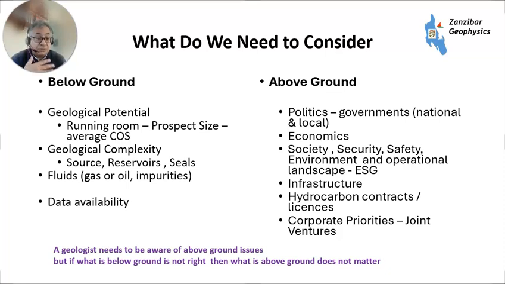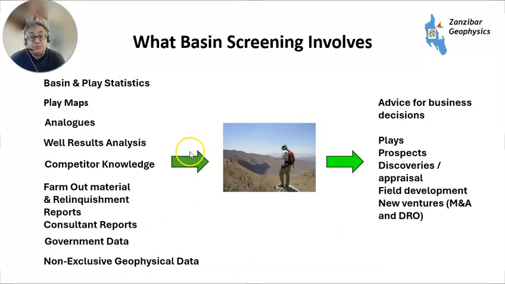And what are your fluids? So gas, oil, and impurities. And I have a video on my channel looking at non-hydrocarbon gases, which is actually quite a big issue. And what's the available data we have? So while a geologist focuses on this, the below ground, you need to be aware of above ground. So if the below ground is not right, the above ground doesn't matter at all, but you need to understand the above ground. You don't need to be fully driven. If something is absolutely wonderful prospect, but it's in a country which you cannot access, well, forget about it, move on somewhere else. So what does the basin screening workflow involve?